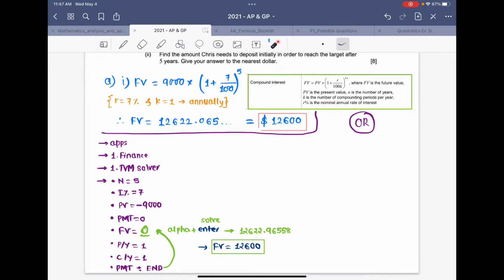P/Y, that is payments per year, is 1. And C/Y, that is compoundings per year, is also 1, because they haven't mentioned compounded monthly or compounded daily or compounded semi-yearly. So we will assume that it is 1. After that, when you go to the PMT, you will see two options. You have to choose END. And once you choose END, go back to FV because that is the quantity we want to find.